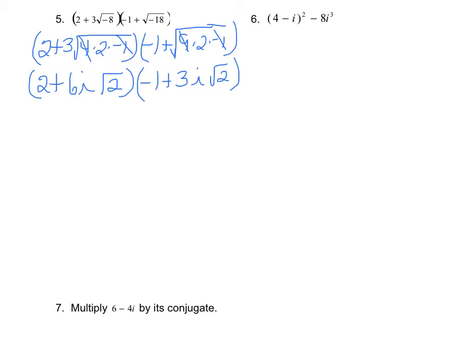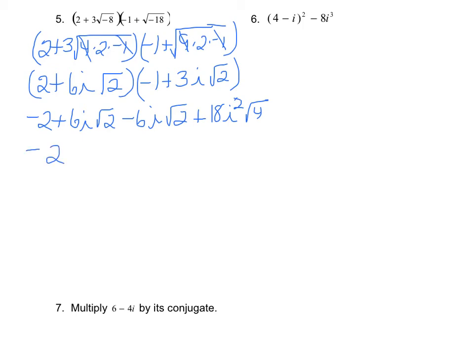Here we go. 2 times a negative 1 is a negative 2. Outer, 2 times 3i radical 2 is going to give me a positive 6i radical 2. Inner, 6i radical 2 times a negative 1 is a negative 6i radical 2. Last, a positive 6i radical 2 times a positive 3i radical 2 is going to give me a positive 18i squared radical 4.